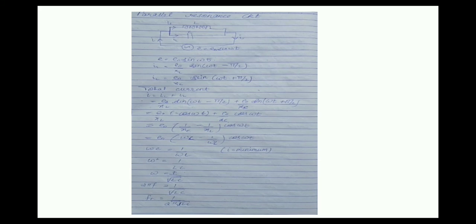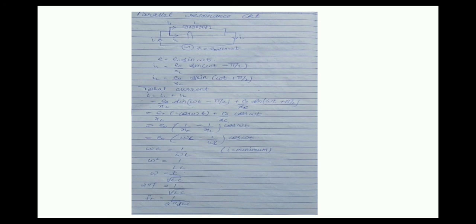According to the mathematical formulas, sine (omega t minus pi by 2) is nothing but minus cos omega t, and sine (omega t plus pi by 2) is nothing but cos omega t. Substituting it, we get E0 into (1 upon XC minus 1 upon XL) into cos omega t. I equals E0 (omega C minus 1 upon omega L) cos omega t. Therefore, when omega C minus 1 upon omega L equals 0, we say that I is minimum. Omega C equals 1 upon omega L.